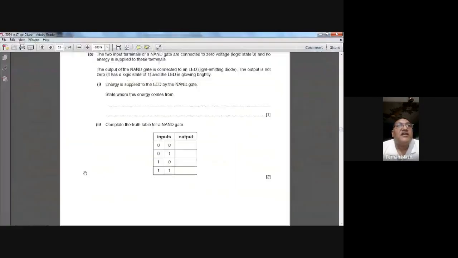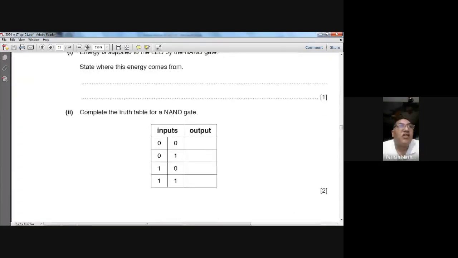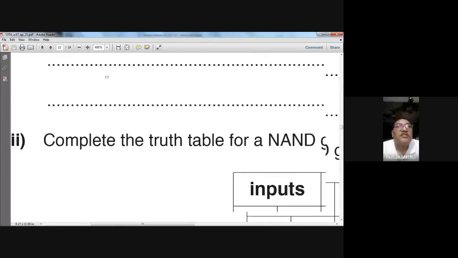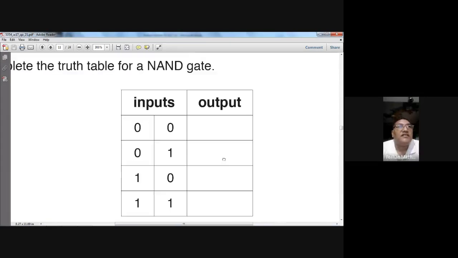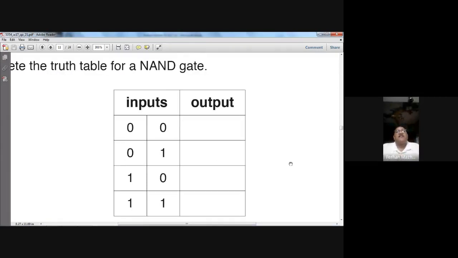Okay, next part is: complete the truth table for a NAND gate. If you want to do this, I can show you. Let me show you the truth table. Reduce the size. Okay. Truth table for the NAND gate. You know, a NAND gate is like an AND gate, which is like multiplying in Boolean algebra. And whatever answer you get, you then invert the answer.